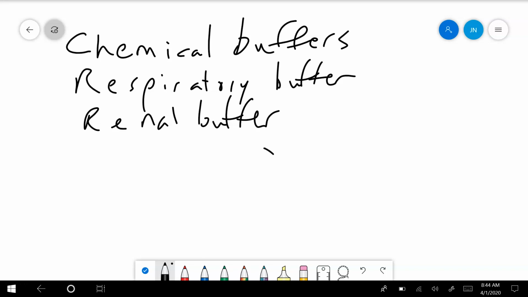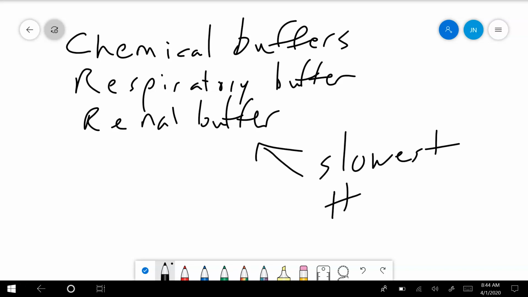The renal buffer is the slowest, but it has the most capacity to change the pH of your blood. It's the most powerful, the only one that's actually losing that hydrogen proton to change the pH of your blood. But we'll get to that. Let's start with the chemical buffer.